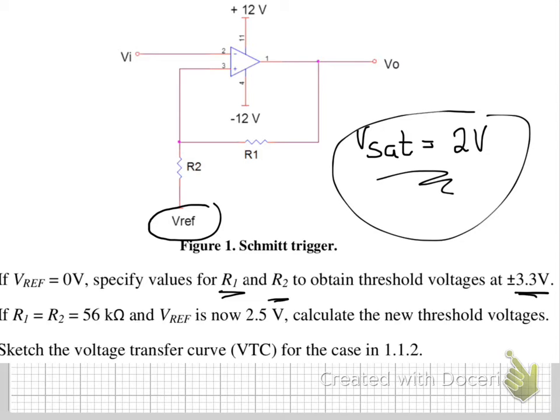And if R1 and R2 are equal to 56K and Vref is now 2.5 volts, calculate the new threshold voltages and sketch the VTC curve for this.